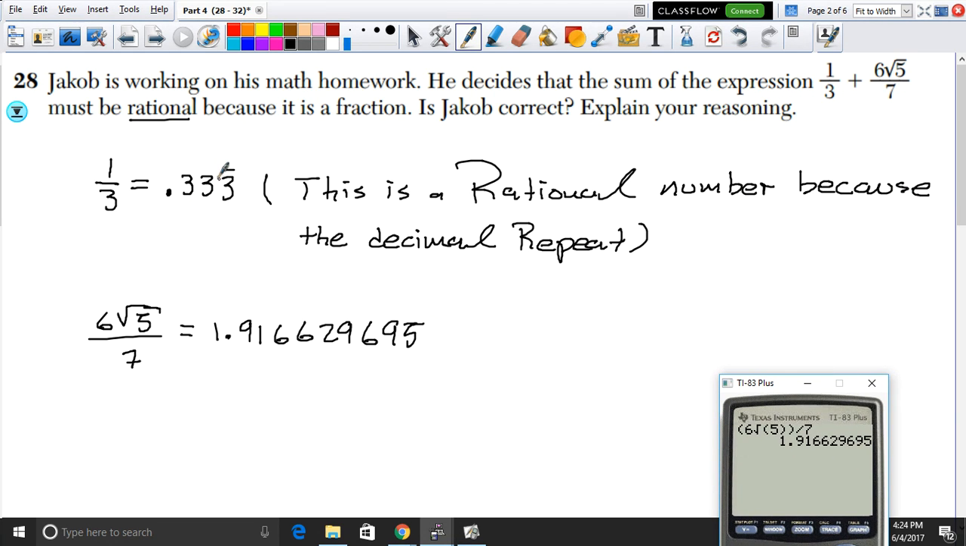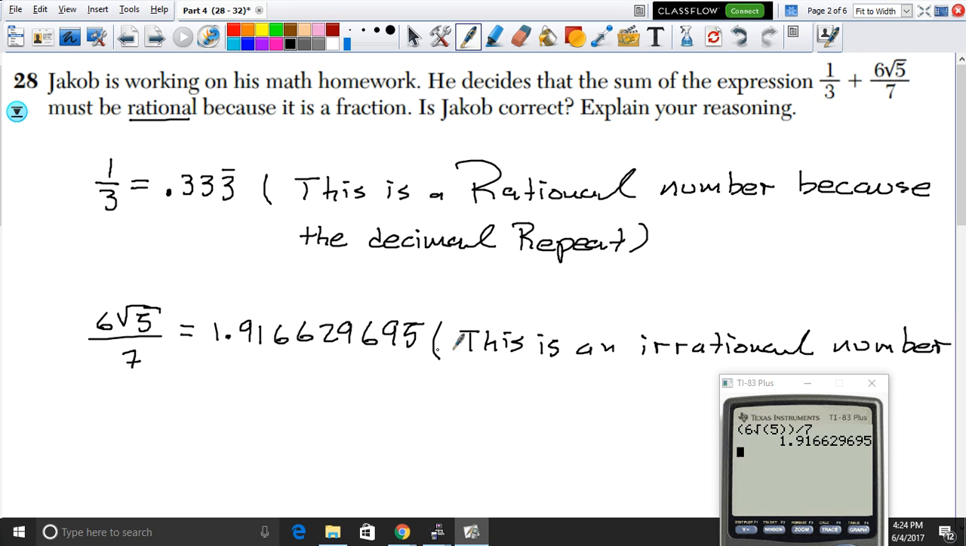Now, when you put in the calculator, if the decimal repeats, then yes, that's a rational number. But let's look at how the decimals behave here. There's no clear pattern. It's not like all the numbers repeat. And because we have this example here, this is an irrational number. Why? Well, because the decimals don't follow a pattern.